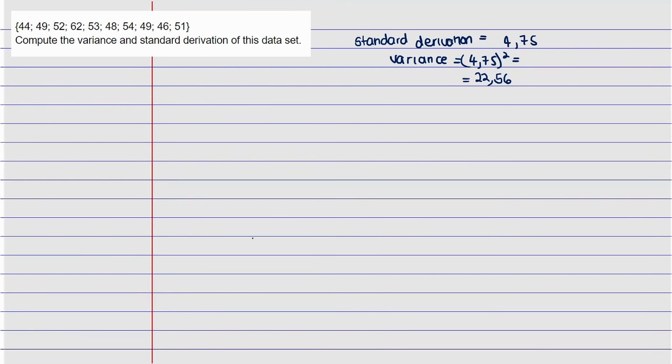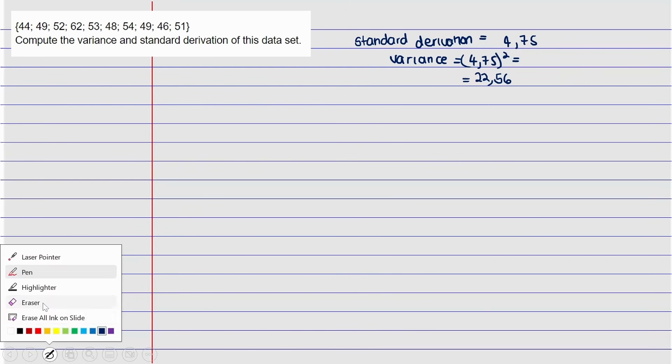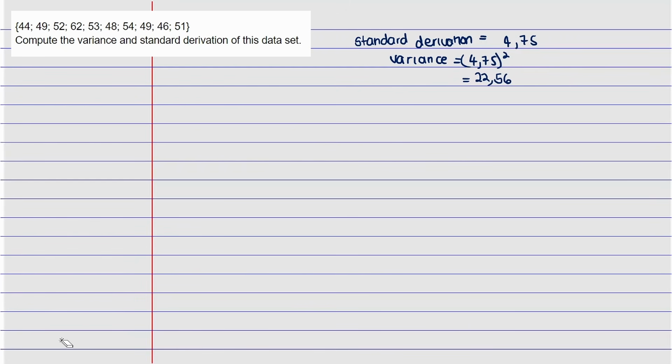So again, just to add extra notes, if you have your variance, let's say it's equal to 10, then to find your standard deviation, which I'm going to call D, it is equal to the square root of 10. So your standard deviation is the square root of your variance, right?